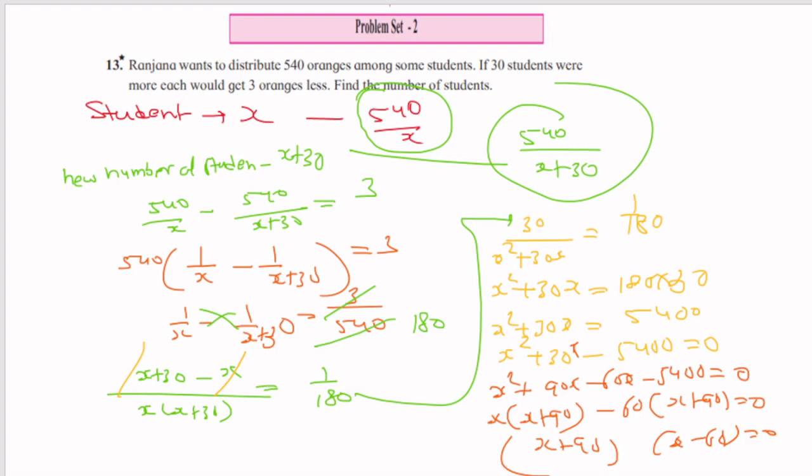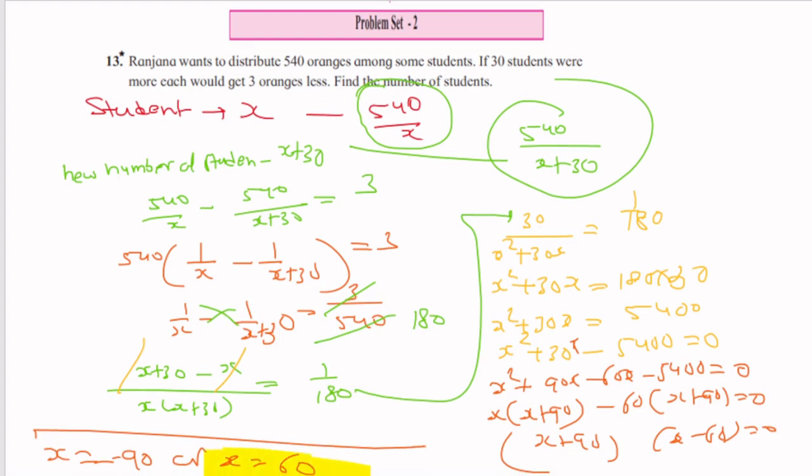It means what? It means you have two answers. First will be either x equal to minus 90 or x equal to 60. Which one will you take? 100% x equal to 60, because we cannot go with the negative. So we got the answer. So how many students are there? Initially 60 students. Later it increased to 60 plus 30, 90 students, and that's your answer. Find the number of students. 60 students were there initially. This sum is interesting. I guess you got the answer.